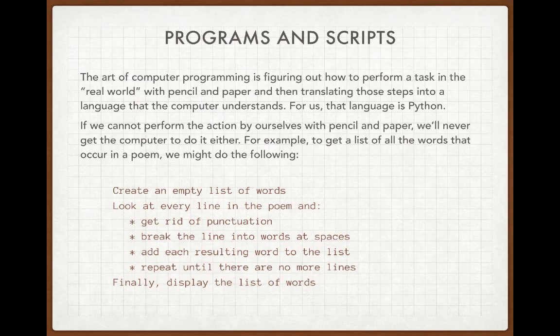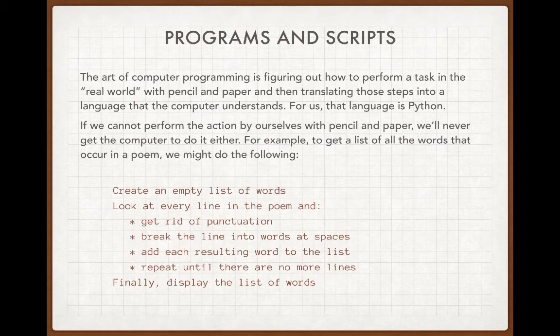So, in that sense, my argument is that writing a computer program is really a form of writing. And in fact, it's much more like writing poetry than it is about doing anything else like math. So, for example, if we wanted to count all of the words that occur in a poem or find out what they are, we could write down in English a series of steps that we could do, like here, create an empty list of words. That's a data type we're going to talk about in a little bit. We'll look at every line in the poem. We get rid of the punctuation. You break the words at the spaces, add the words, etc., etc. And then we repeat that.